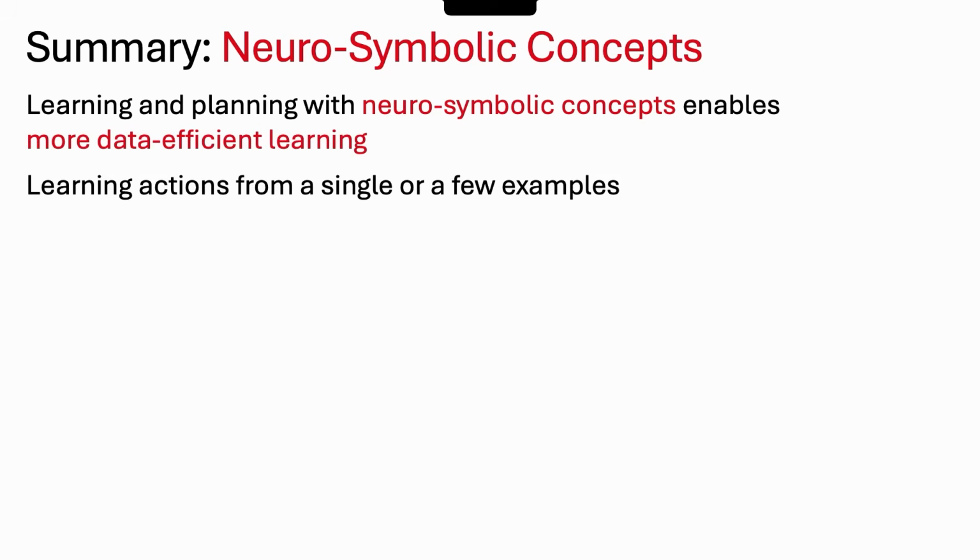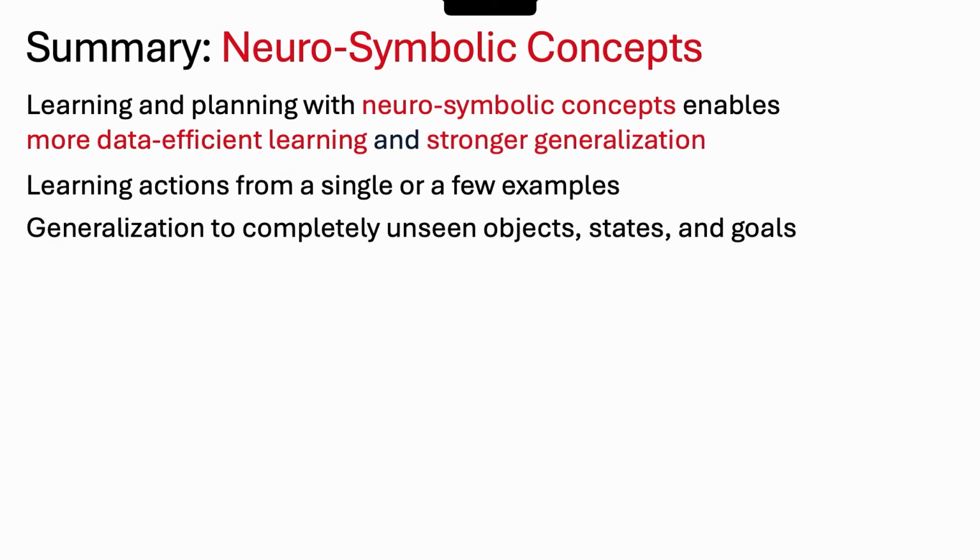So overall, in today's talk, I've been talking about this idea of neuro-symbolic concepts. And we are talking about learning and planning with neuro-symbolic concepts to enable more data efficient learning, such as learning actions from a single or very few demonstrations. And with generalization to completely unseen objects and states and possible goals.